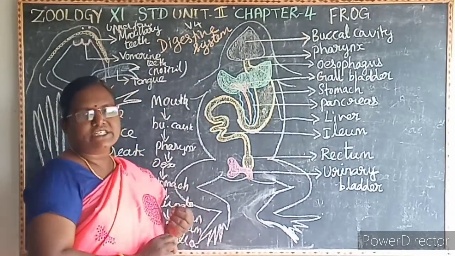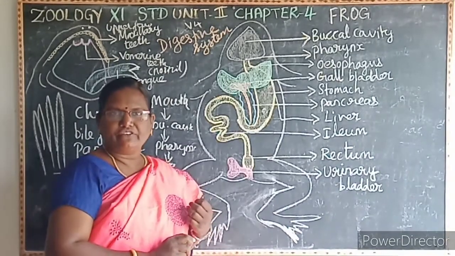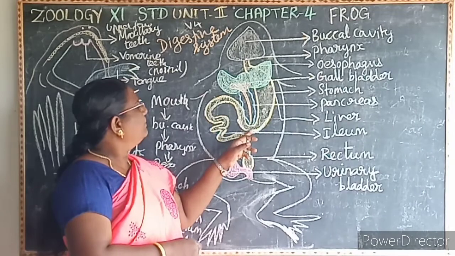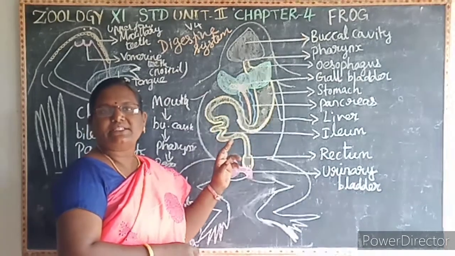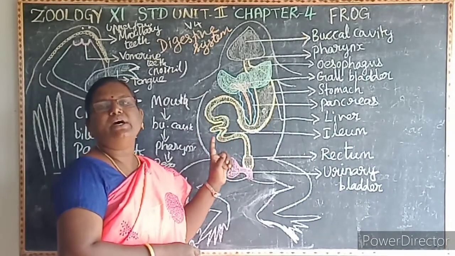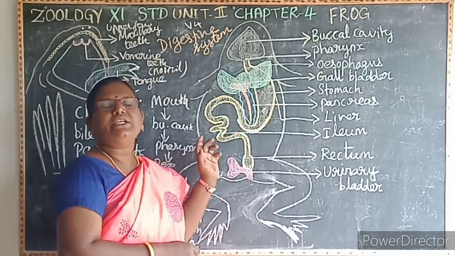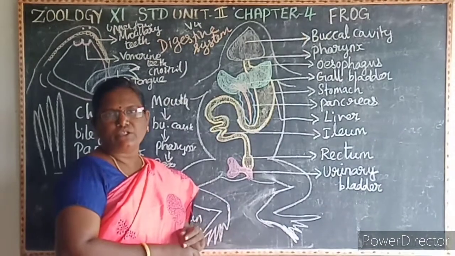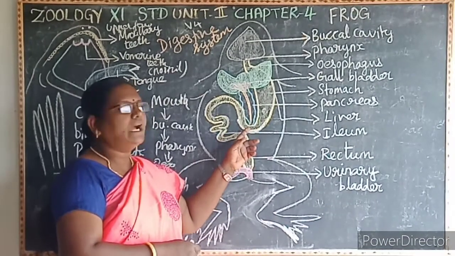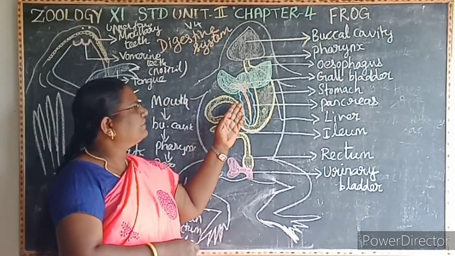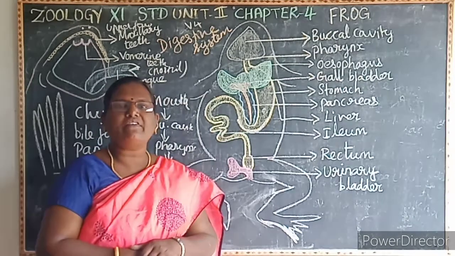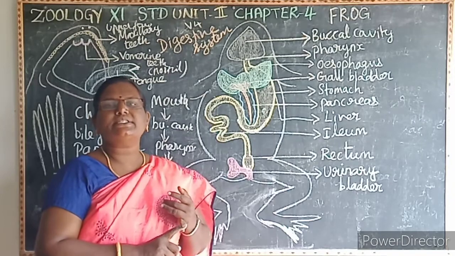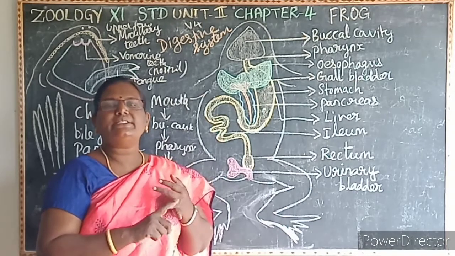The semi-digested food is known as what? Kind. And then the duodenum receives the bile juice as well as the pancreatic juice. The liver secretes the bile juice and it is stored in the gallbladder. The pancreas secretes the pancreatic juice and it opens into the duodenum. What is the function of the bile juice? It helps to digest the fat. What is the function of the pancreatic juice? It helps to digest the carbohydrates, proteins and lipids.